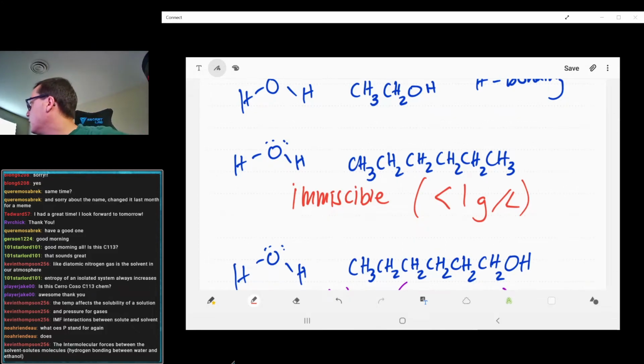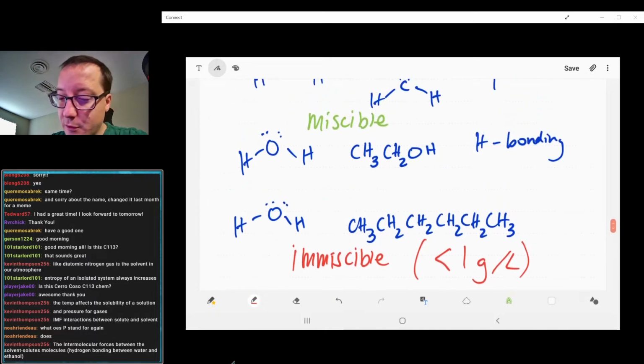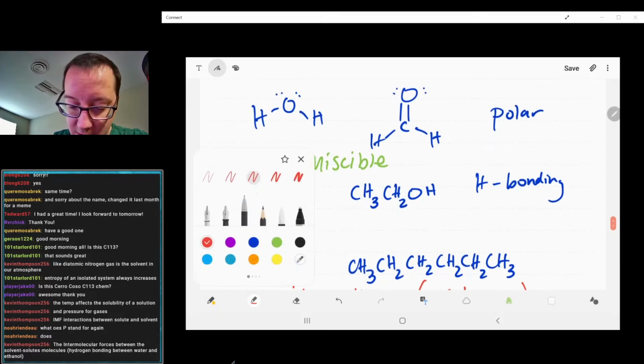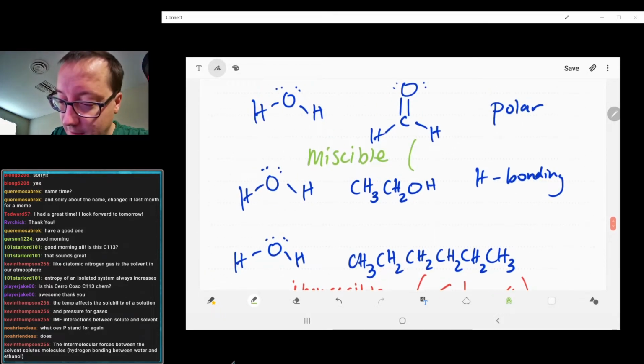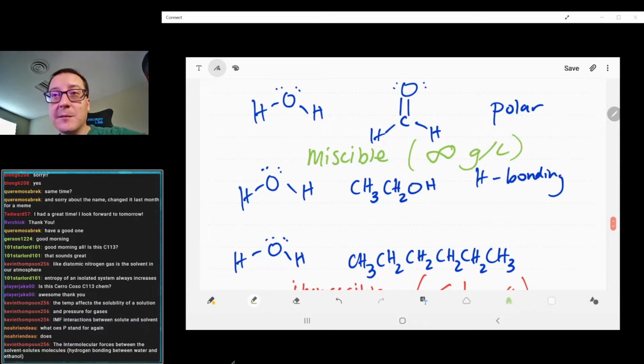Let's see what its solubility is. 9.5 milligrams per liter. So that is way less than 1 gram, so we're going to consider that to be immiscible. And then for the ethanol or formaldehyde, we're going to see that we're going to have no limit. As many grams per liter as we want. There's no limit there.